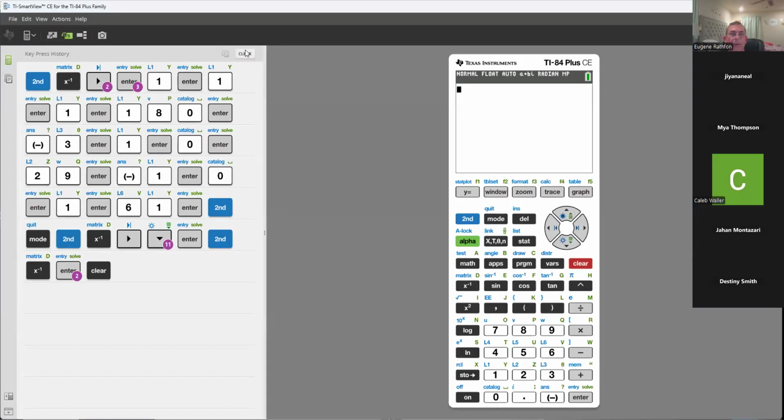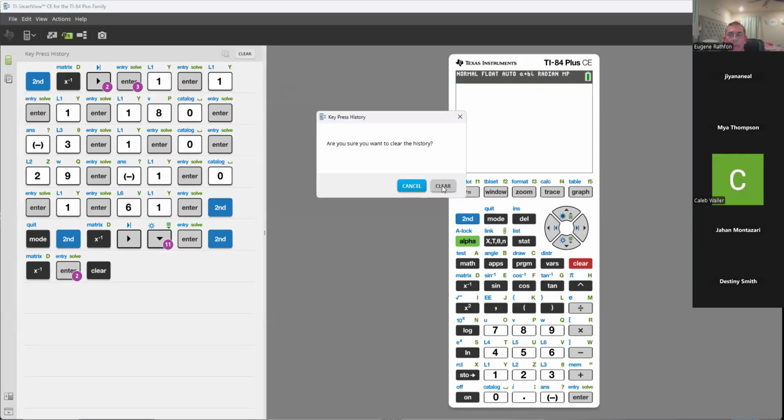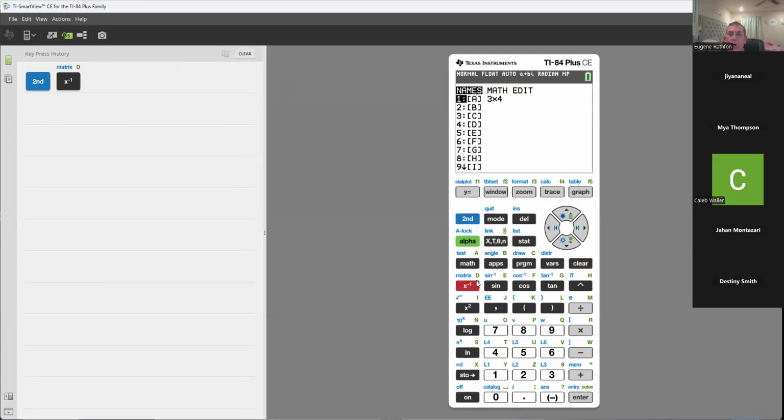So y'all let me clear everything out. All right, here we go. Second, x negative 1. We're going to go to edit and enter. It's a 3 by 4 still. So let's see, I had 1 1 1 3 0 1. So I'm going to enter, enter, enter, and then that was 3 0 1.